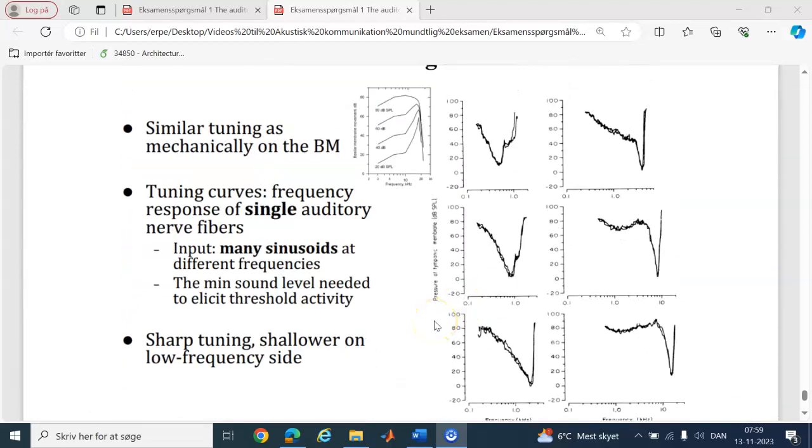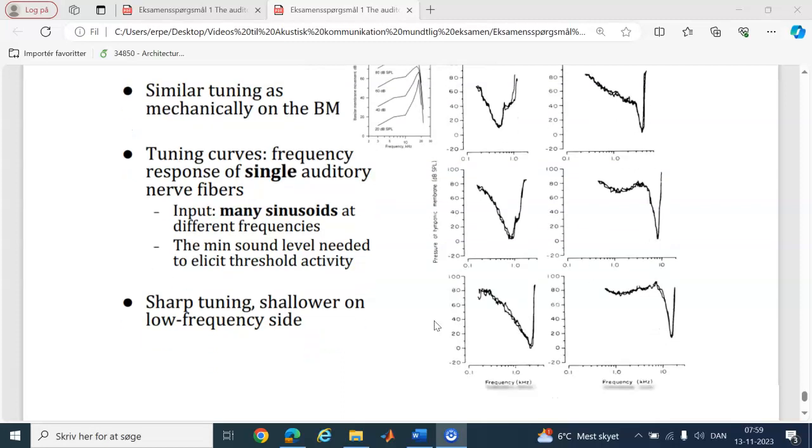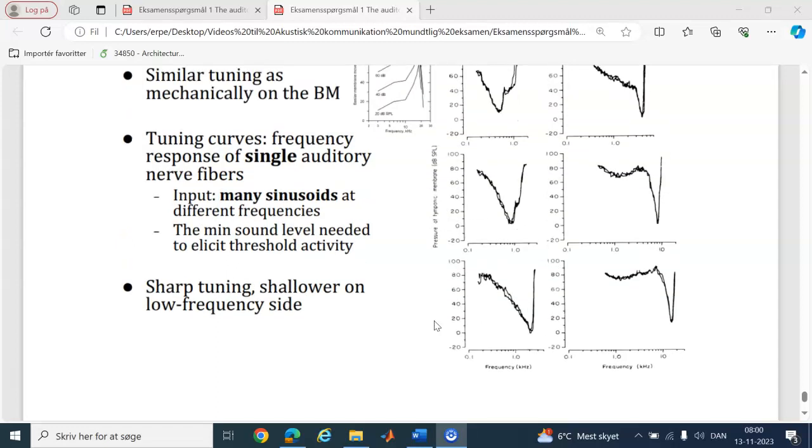And sharp tuning, shallower on the low frequency side, same as I talked about before. That's it. That was part 2.